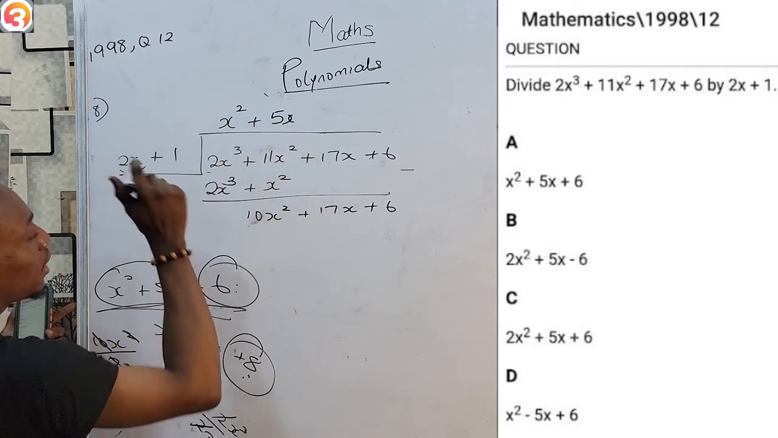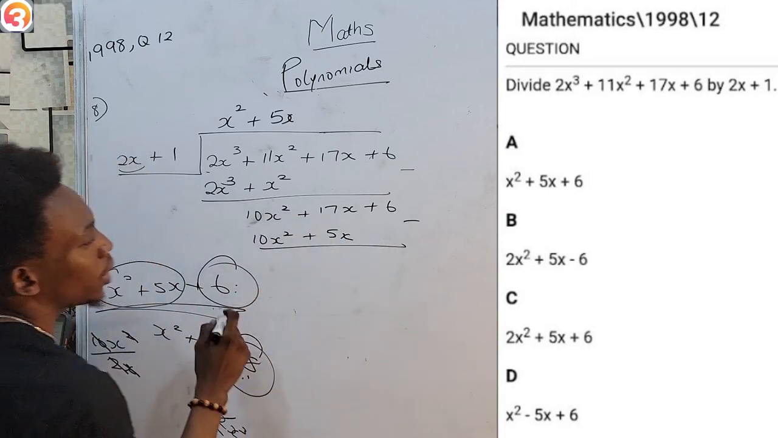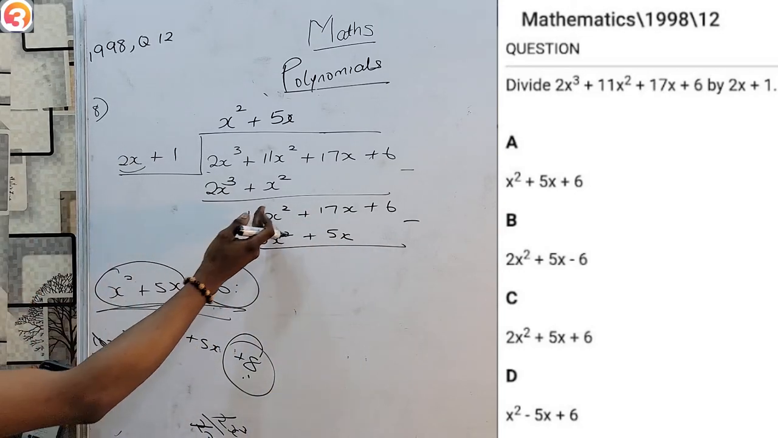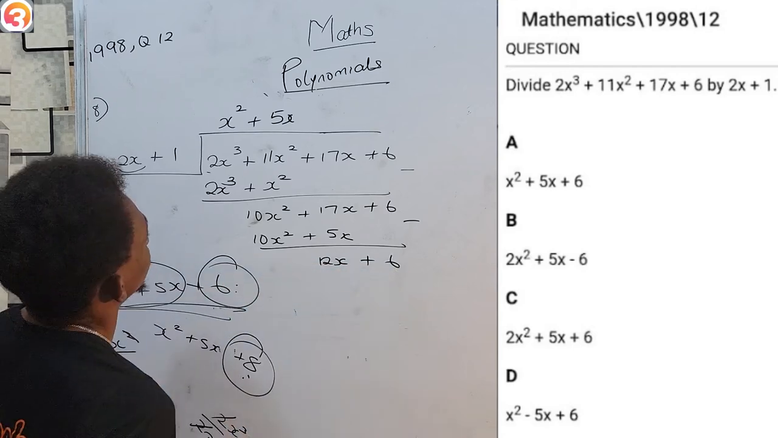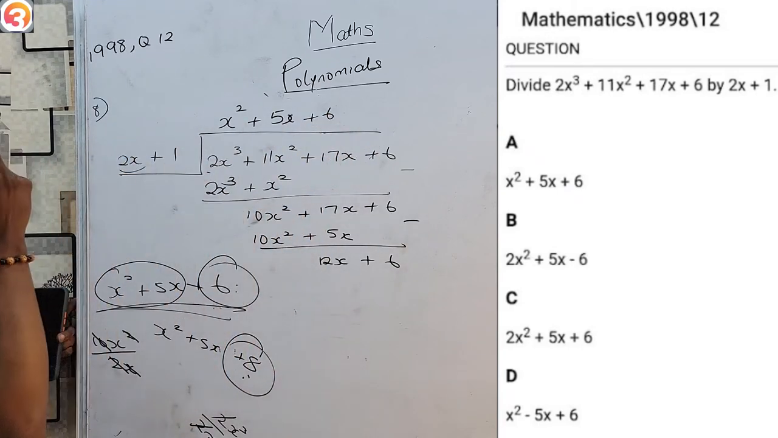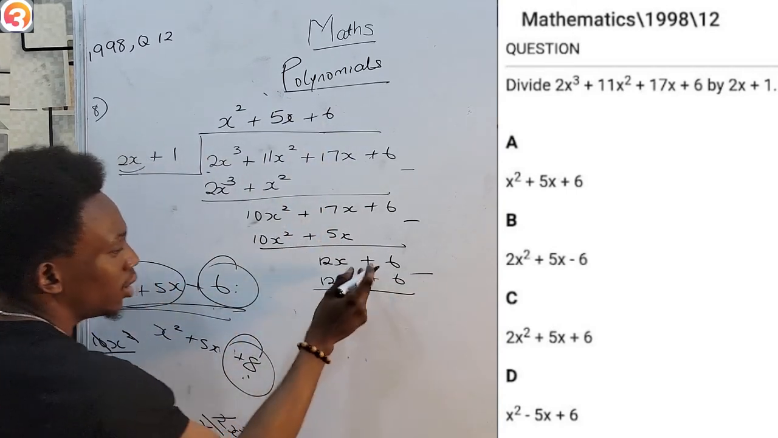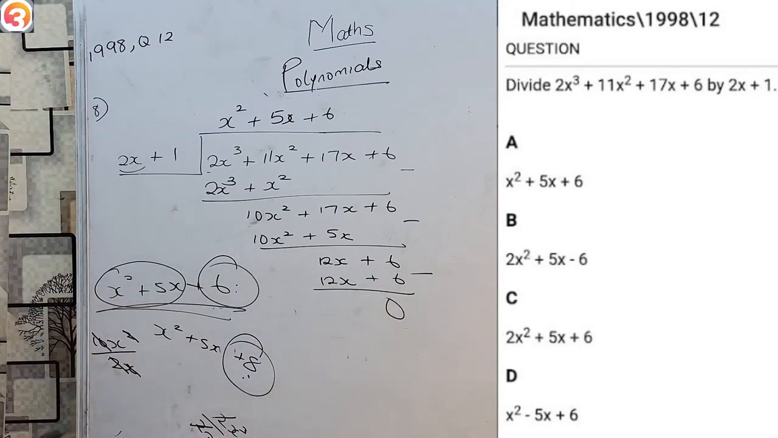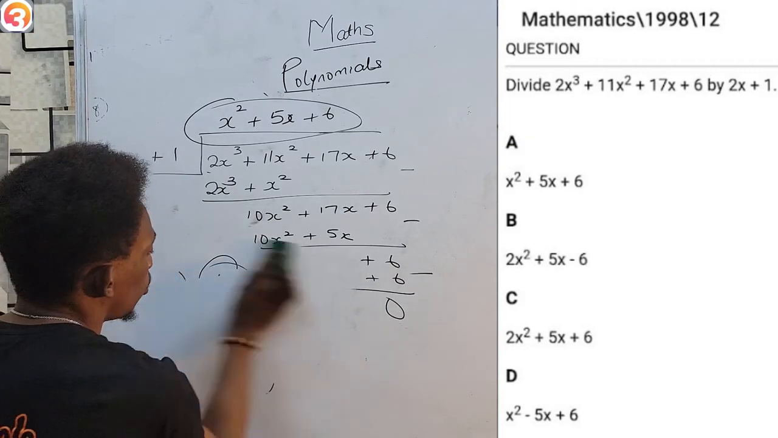What do we do? 5x times 2x, 10x squared. 5x times 1 is 5x. Subtract: 10x squared minus 10x squared is 0, like we said. The leftmost element always leaves. 17x minus 5x is 12x, and this is 6. So let's divide again. 12x over 2x gives you 6, like we've already agreed. 6 times 2x is 12x. 6 times 1 is 6. They're exactly the same, so when you subtract, your answer must be 0, meaning this is my quotient. So as you could see, there was no real reason for us to continue solving. We had already gotten our answer even before getting to the end of the question.